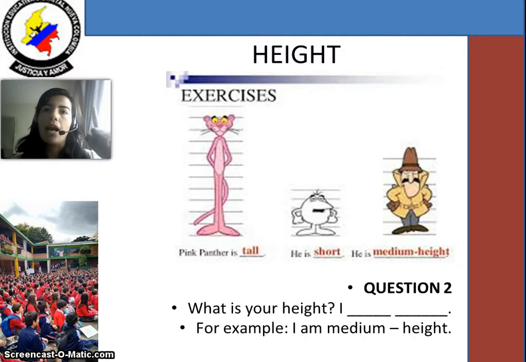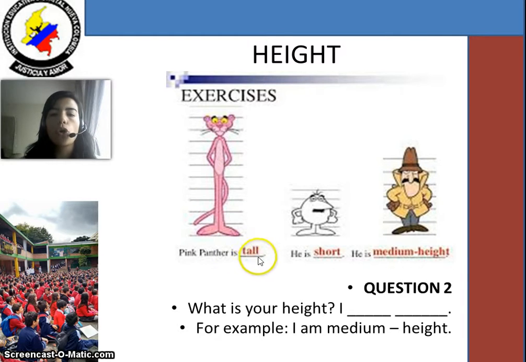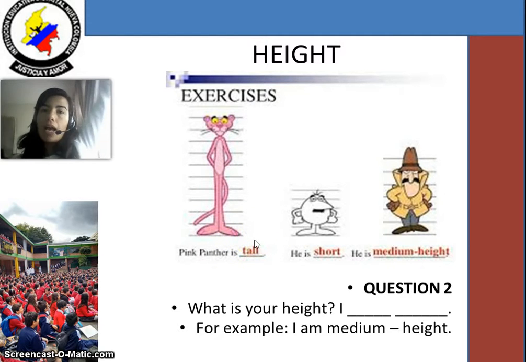The first one, height. La primera característica, height, altura. For example, as you can see here, we have 1, 2, 3 people. Tenemos tres personas, well, 2 people and 1 animal. Dos personas y un animal. So, as you can see here, for example, Pig Panther is tall. Tall is alto, ¿ok? Entonces, tall significa alto, ¿sí?